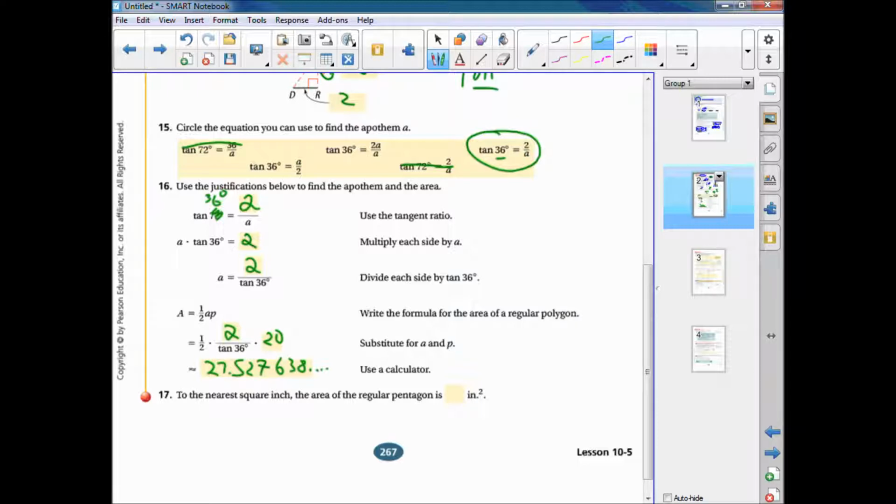So remember, this is an irrational number, so it'll go on forever. Okay, so to the nearest square inch, the area of the regular pentagon is going to be 28 inches squared. Okay, so we could fill that pentagon with 28 little squares. All right, let's flip it over and see what's on page 3.